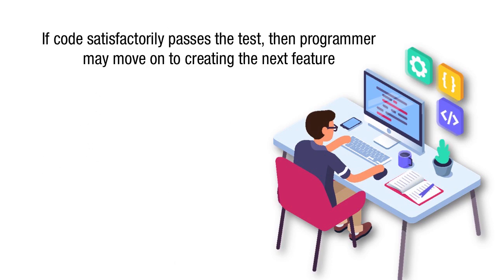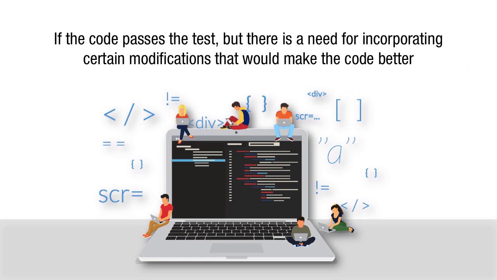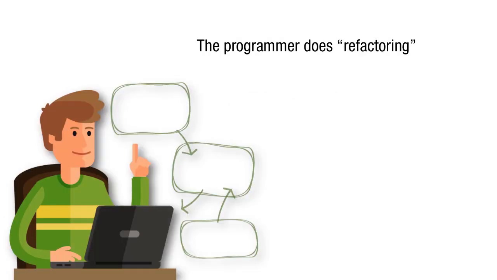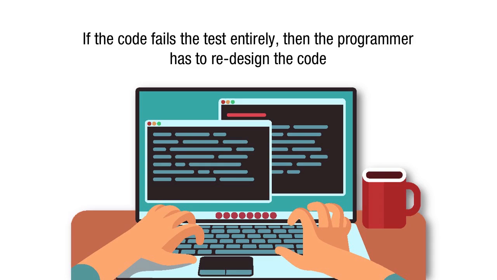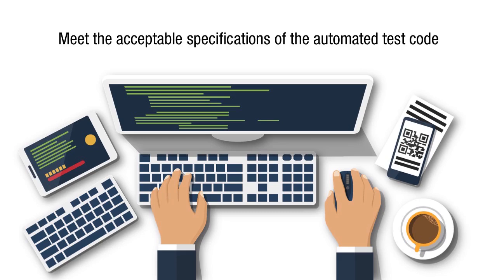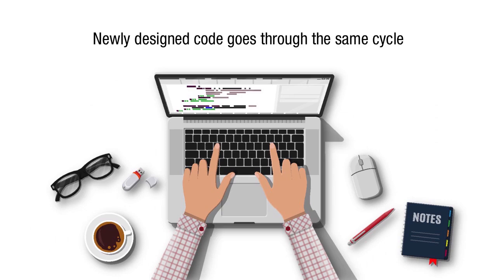If the code satisfactorily passes the test, then the programmer may move on to creating the next feature. If the code passes the test, but there is a need for incorporating certain modifications that would make the code better, then the programmer does refactoring. If the code fails the test entirely, then the programmer has to redesign the code to meet the acceptable specifications of the automated test code. Then, the newly designed code goes through the same cycle.